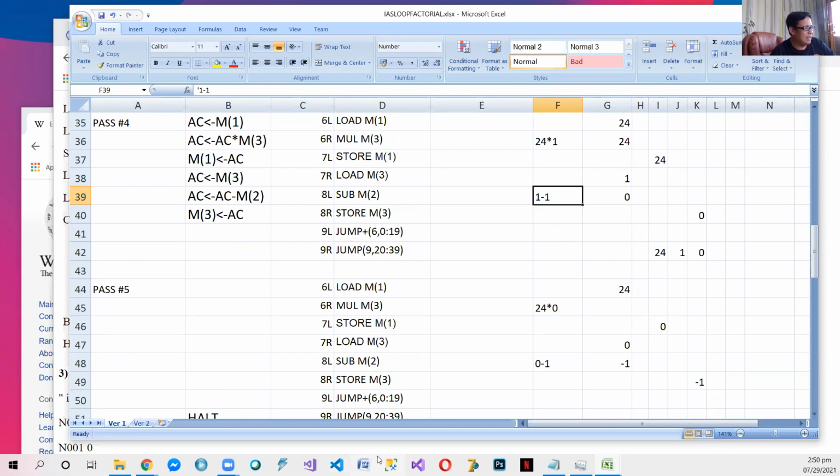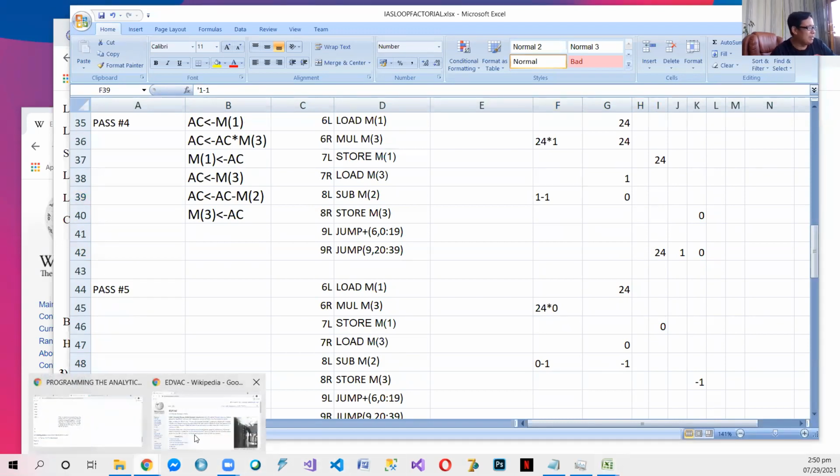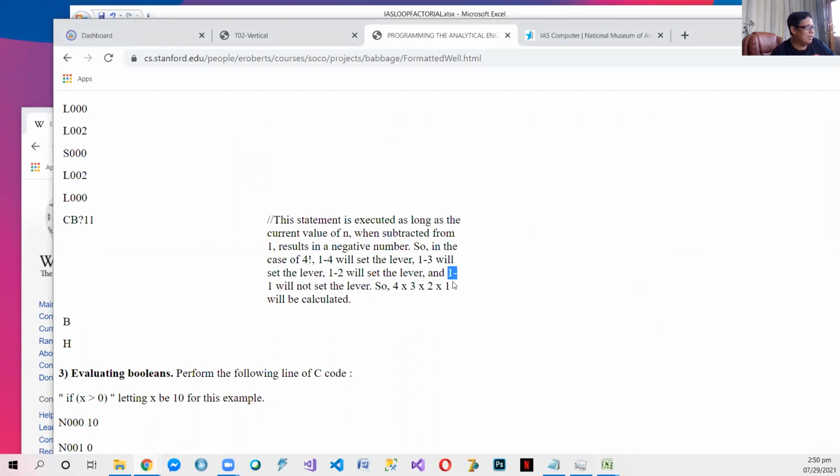Okay? Take note. 1 minus 1 will not set the lever. So therefore, it will set here for the analytical engine.